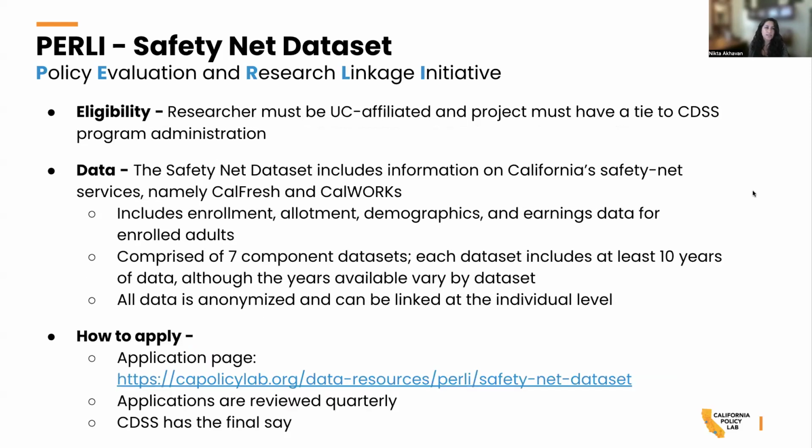And then the next data set is PERLI. This is our safety net data set on California's CalFresh and CalWORKs. We have information on enrollment, allotment, demographics, and earnings data for all program recipients. Each data set includes at least 10 years of data, but the years vary for which component you're using. All of the data is de-identified and can be linked at the individual level using the hashing method that I'm talking about in a little bit.